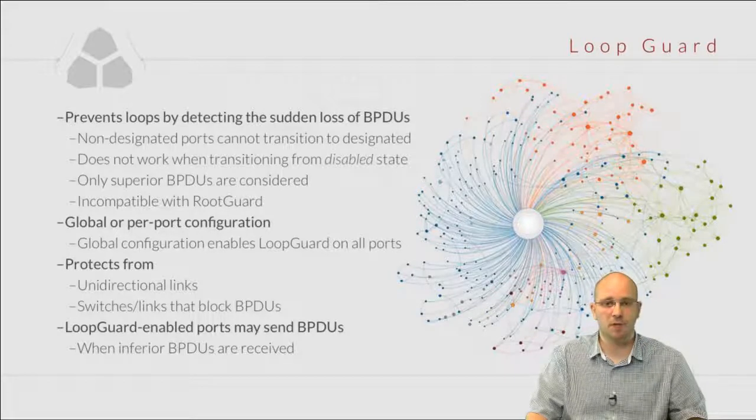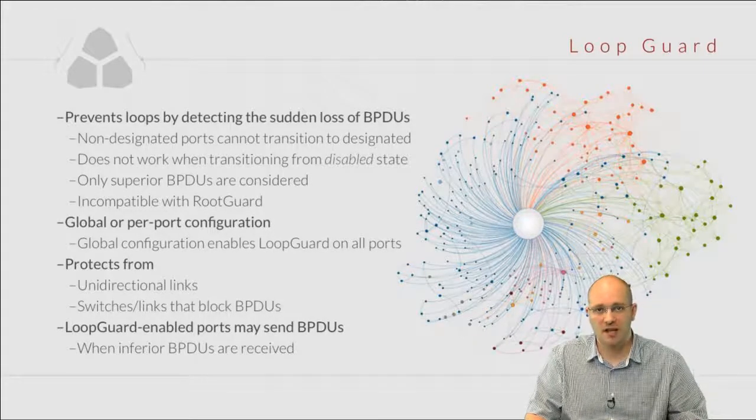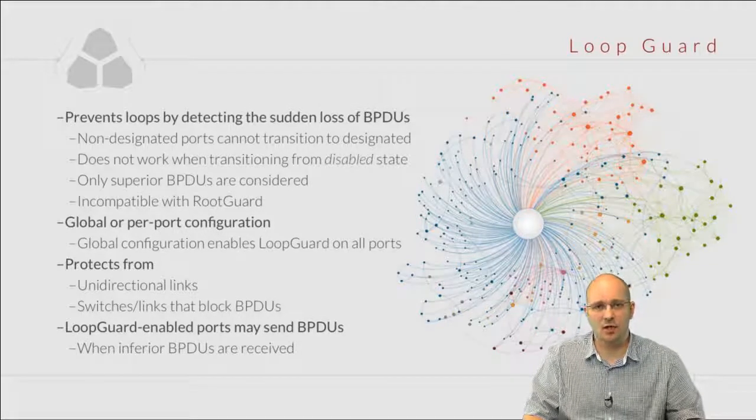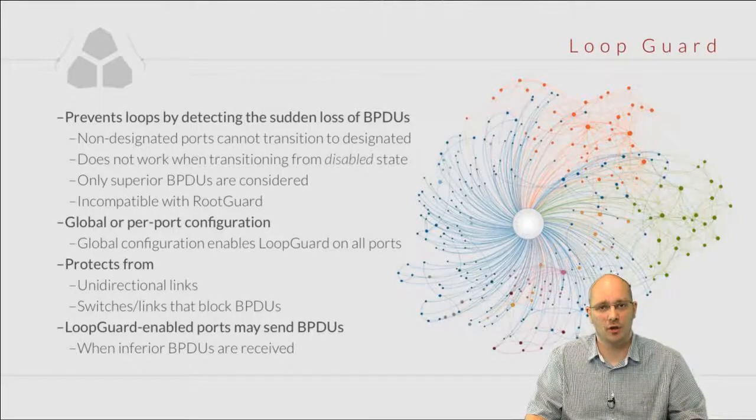Spanning tree LoopGuard is Cisco's security-related enhancement to the traditional spanning tree. It is designed to prevent loops in a case where BPDUs are suddenly lost. What I mean by that is that in normal operation in our network, ports that are designated ports are going to be forwarding the BPDUs sent by the root.